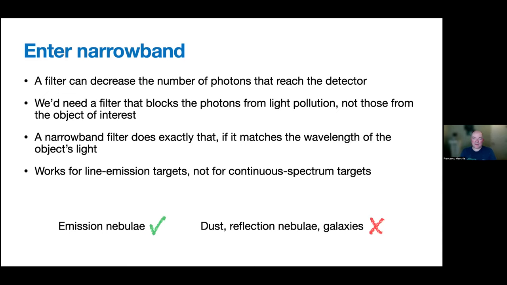So if you want to image a nice hydrogen cloud and you're using an H alpha filter, almost all of the photons of 656.3 nanometer wavelength will go through. These narrowband filters typically have a transmission of 90 to 95%, pretty good.